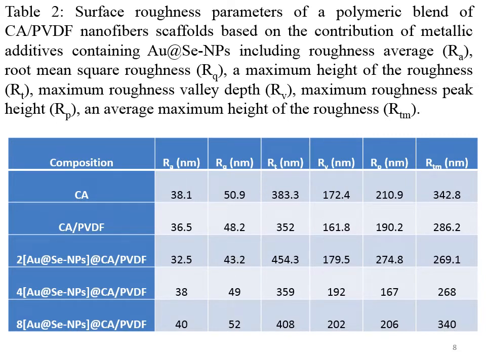From the table, it could be observed that the values of maximum height of the roughness are higher than their analogous values of maximum roughness valley depths, and this could indicate that the predominant content of roughness is peaks rather than notches.